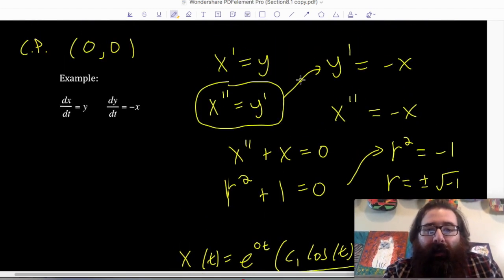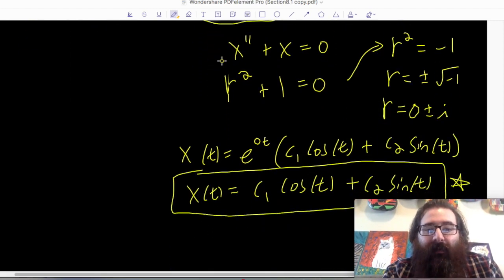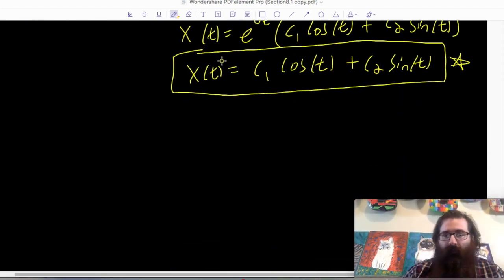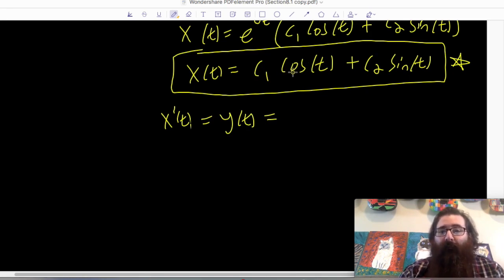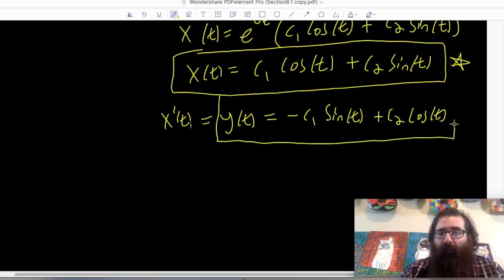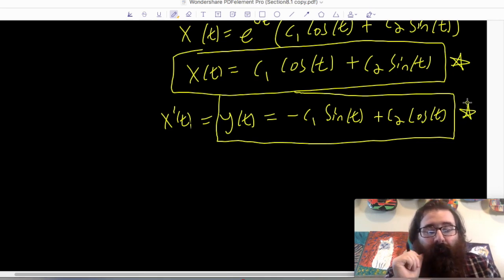Well, okay, what about y? Remember from that first differential equation that we wrote down, y is equal to x prime. So if I differentiate x, that's going to give me y. So x prime at t, which is really equal to y at t, is just the derivative here. The derivative of cosine gives me negative sine, so negative c sub 1 sine t, plus the derivative of sine is cosine, so c sub 2 cosine t. And so, using that elimination method, we were able to solve for x at t and y at t.